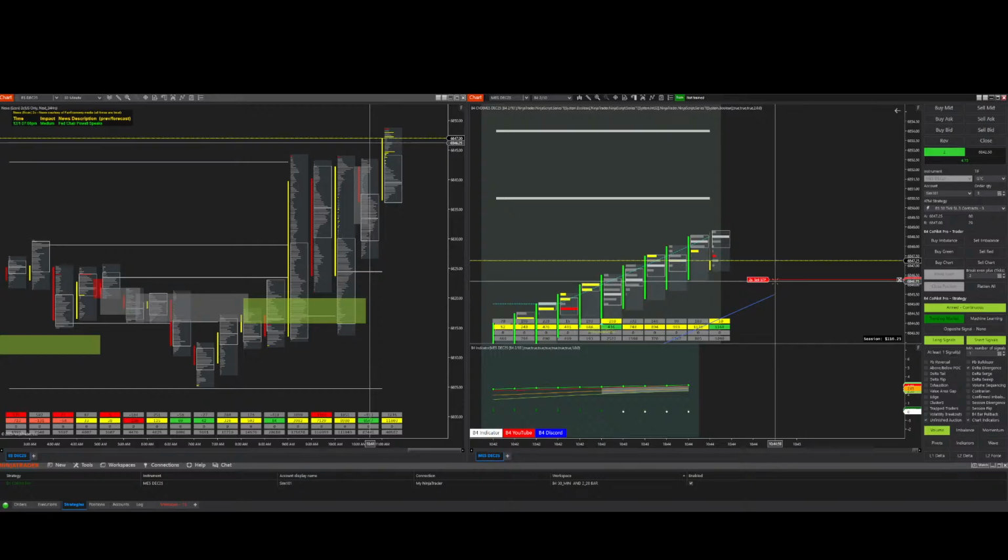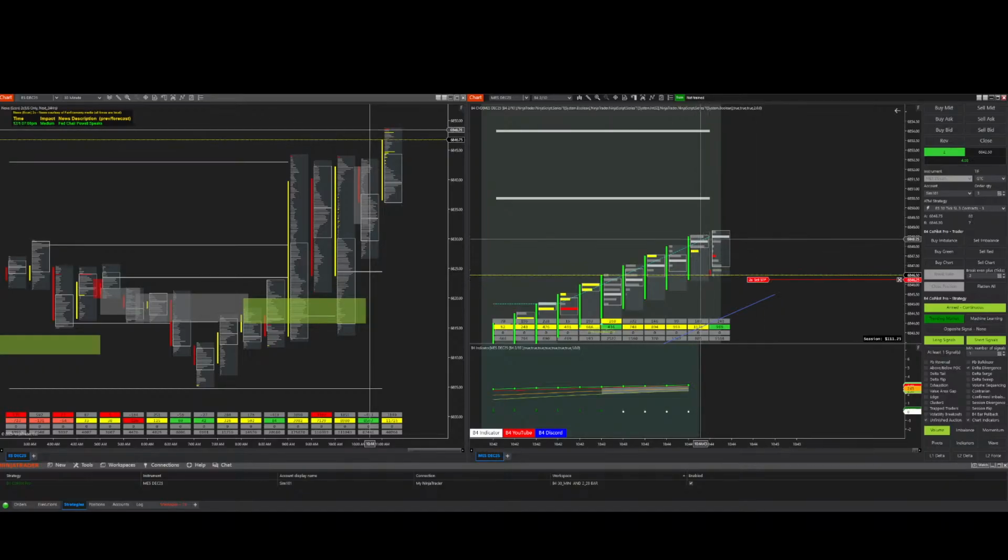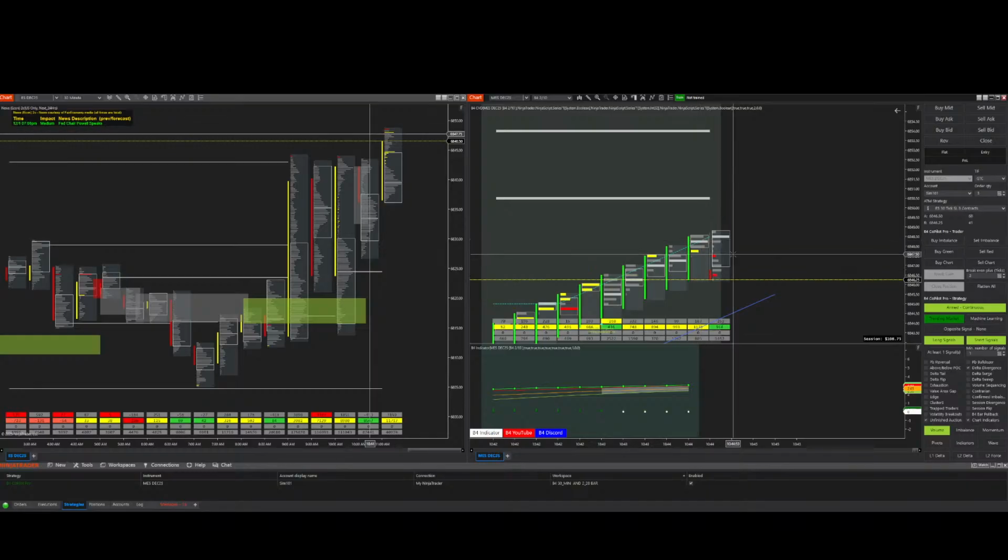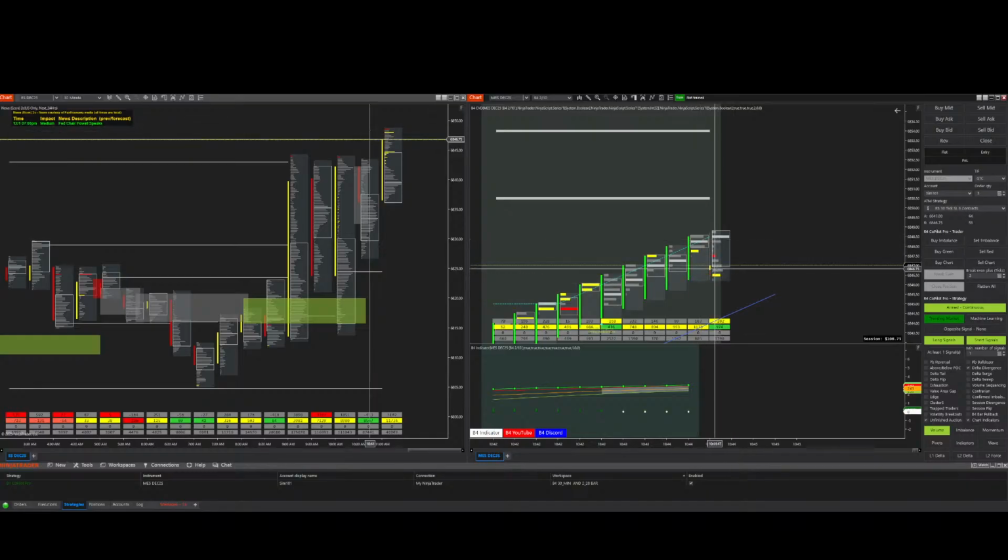Stop filled. Getting heavy up here at the top of these candles. It's time to tighten your stop.